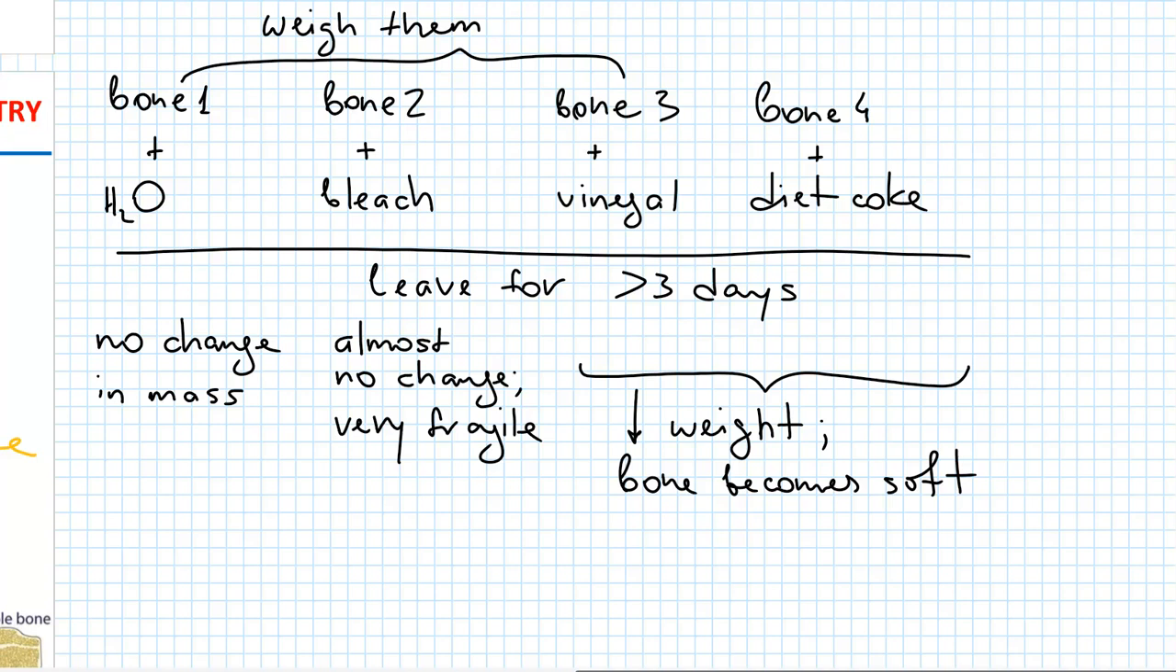Okay, so let's talk about it. Honestly, are you surprised that water did not have any effect? Now, vinegar and Diet Coke, what's common between those two? They're acidic. So acid makes the bone very soft. What does it remove then out of the bone? Which chemical component of the bone? Calcium, yes, it removes calcium, and this is why the bone becomes soft. It removes a lot of calcium, this is why the weight goes down. Okay?